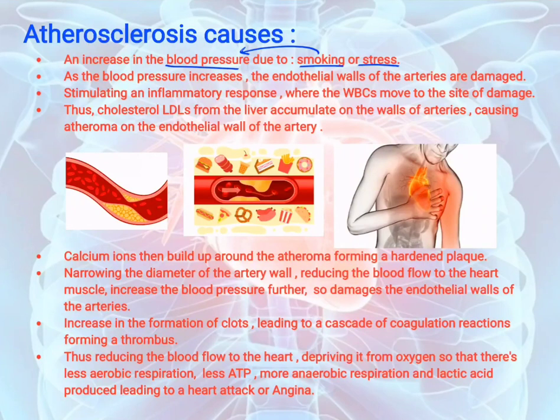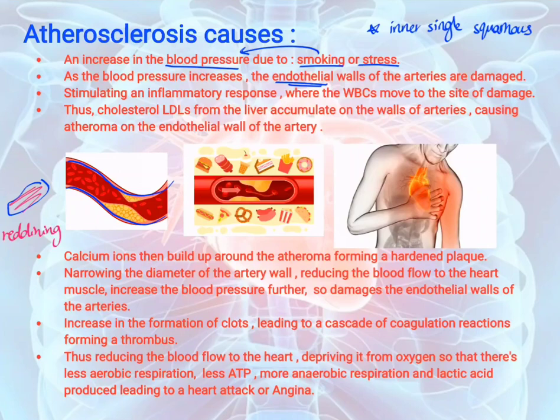And with this increase in the blood pressure, we find that the endothelial walls, which are the inner, single, squamous layer that lines the inner part of an organ or a tissue, get damaged. And of course, whenever you get a bruise, you find some reddening on the outside. This same reddening happens inside your body, where you cannot see it, but it happens.